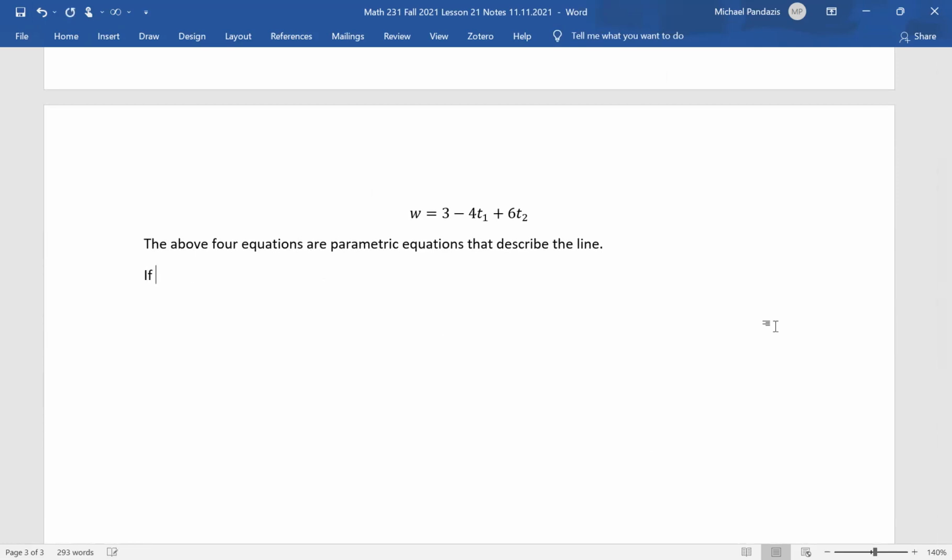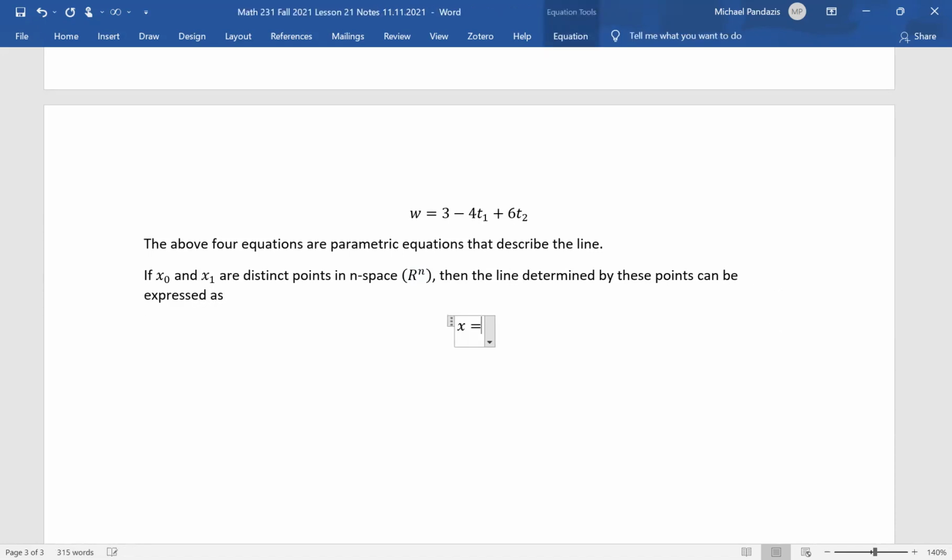Okay, so if x0 and x1 are distinct points in n space. Remember, I'm writing n space every time. By n space, I mean Rn, right? So if x0 and x1 are distinct points in n space Rn, then the line determined by these points can be expressed as x is equal to x0 plus t times x1 minus x0.